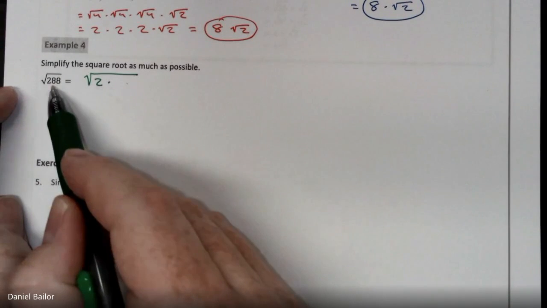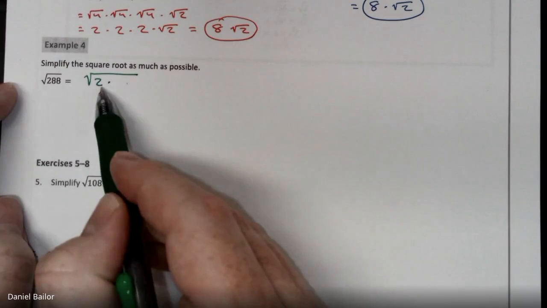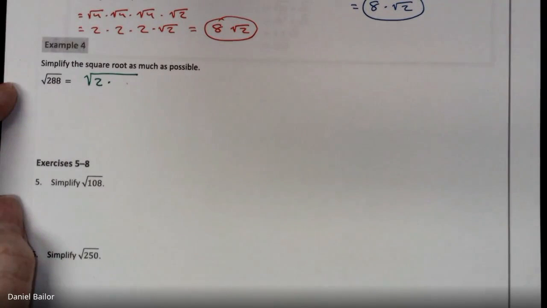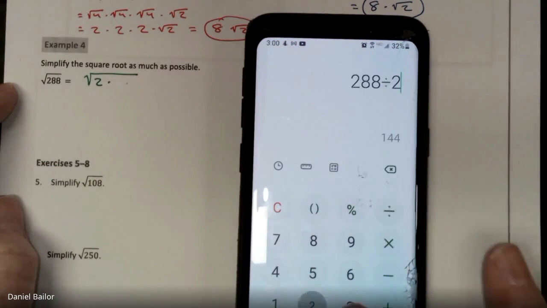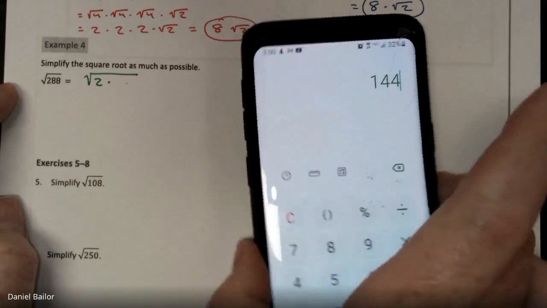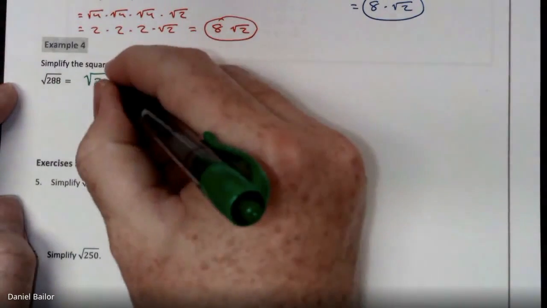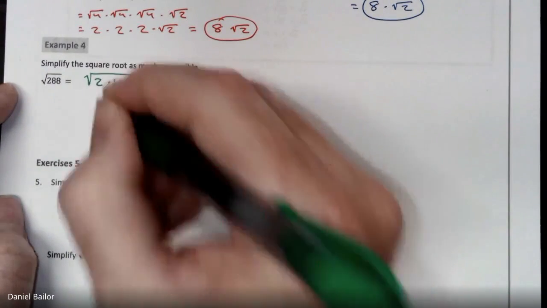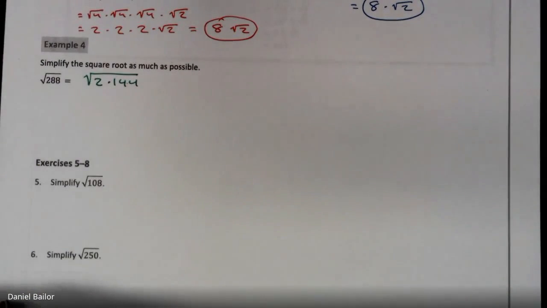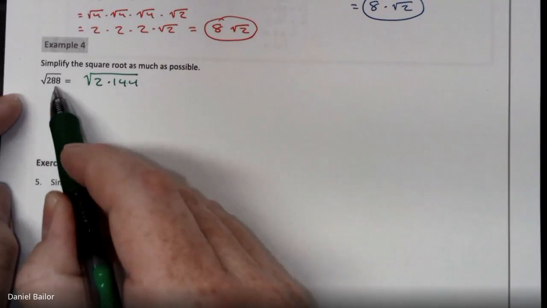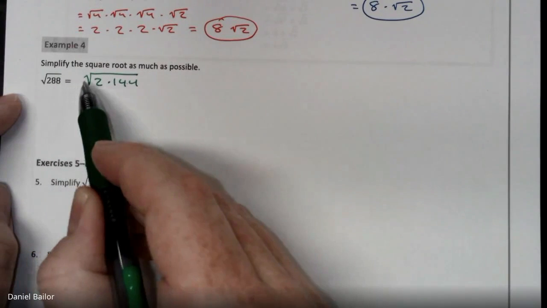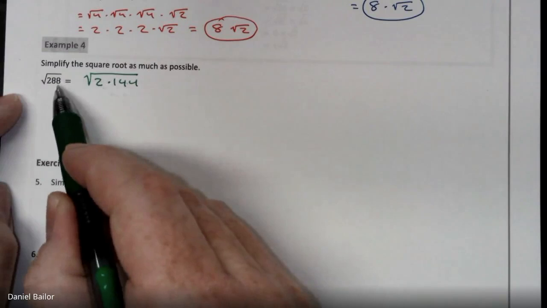So I have 288 as the product. 2 is one of the factors. What's the other factor? Well, to find the other factor, you can just get out your calculator and go 288 divided by 2, and you get 144. So you just take 144 times 2. Well, that helps a lot, because all you had to do was say, okay, 288 is even, so let me just get the 2 out.